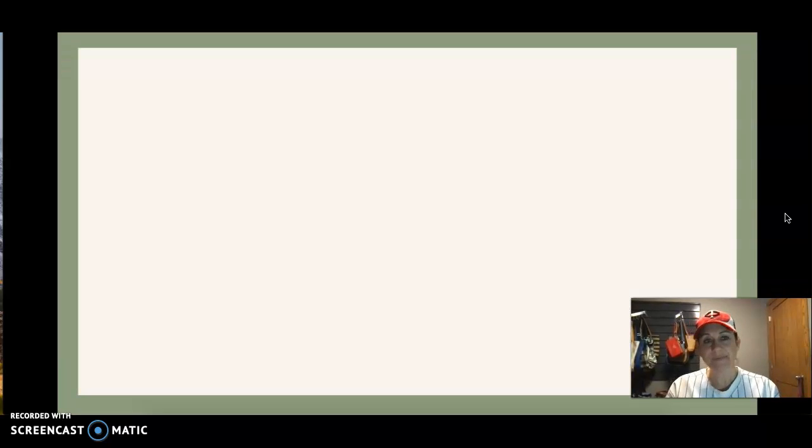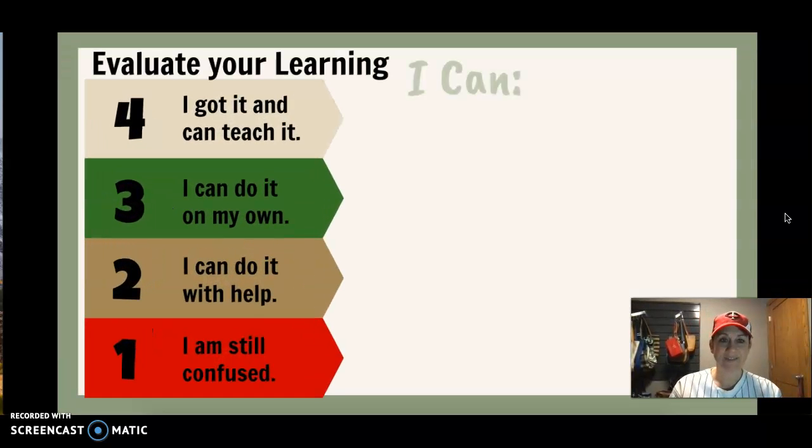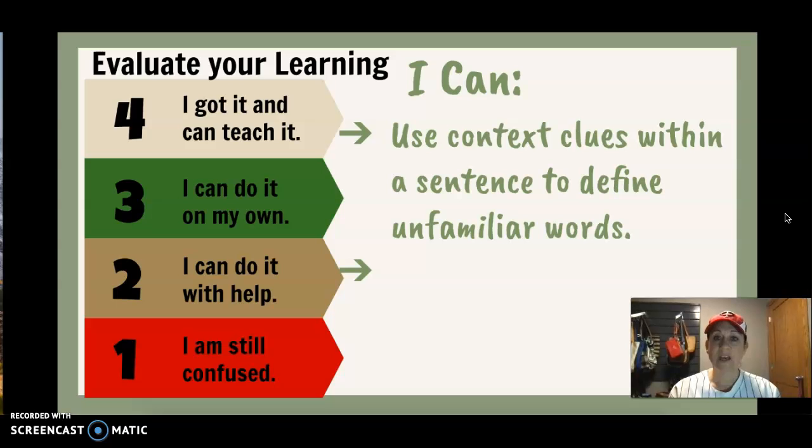So how did you do? Can you use context clues within a sentence to define unfamiliar words? Did you get a 4, a 3, a 2, or a 1? Is that what you are? Which one are you? All right. Put that in your mentor text up in the corner, and I cannot wait to see you again later.